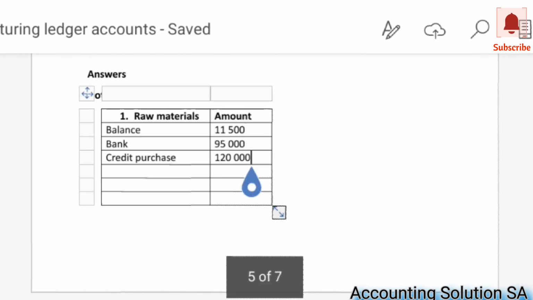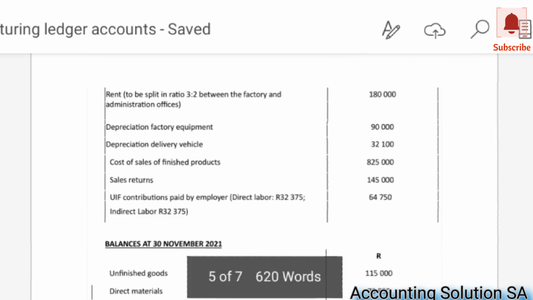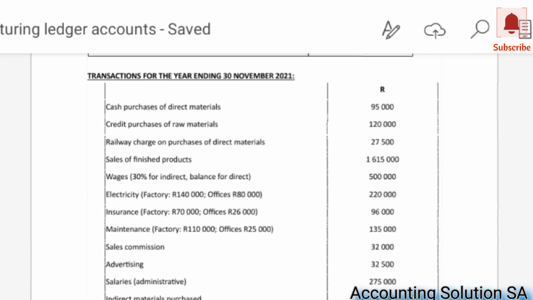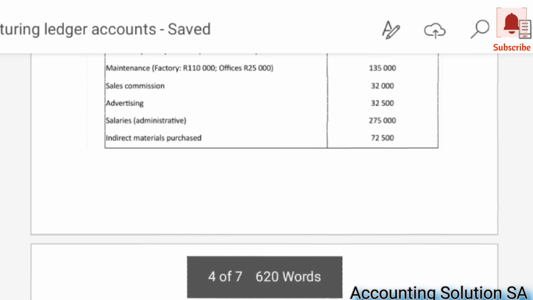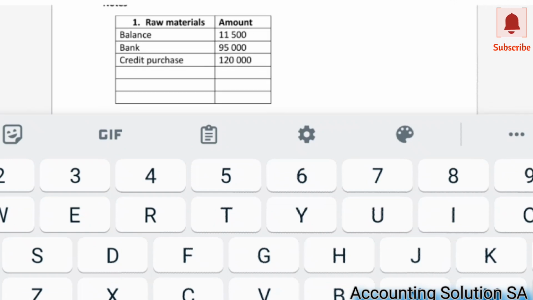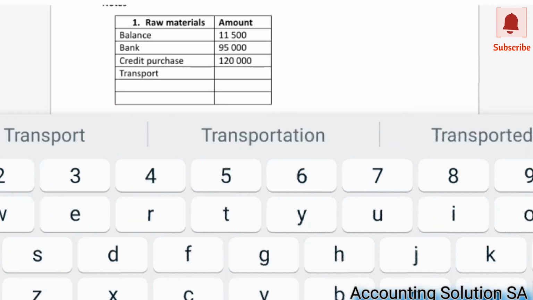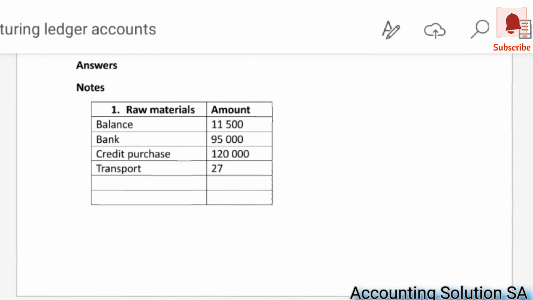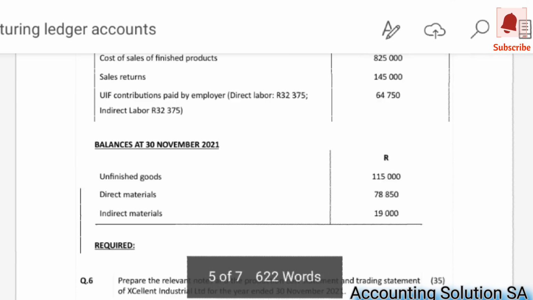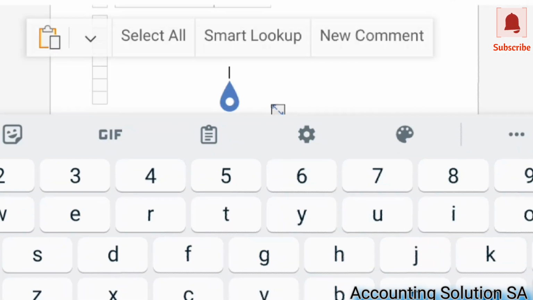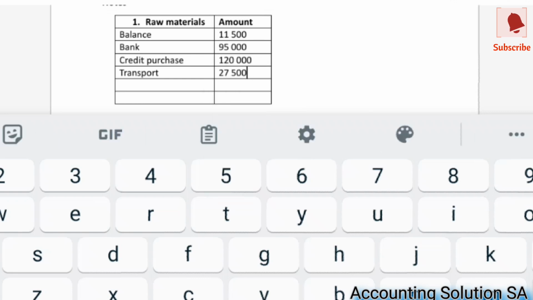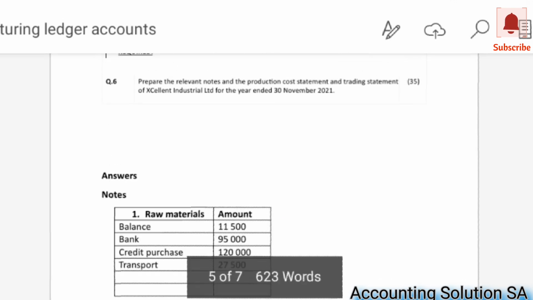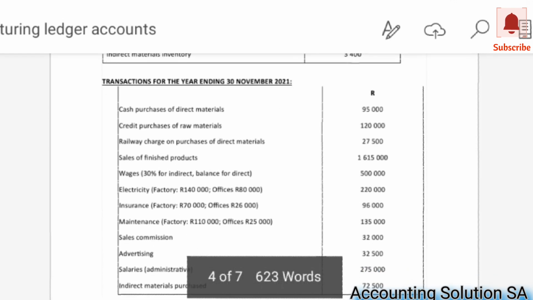For credit purchase, guys, you can write payables or creditors control. That's all fine, it has the same meaning. Then we have a railway charge on purchase of direct material. It's like transport, so we can say transport or carriage on purchase, 27,500.